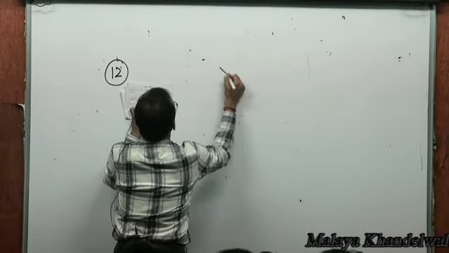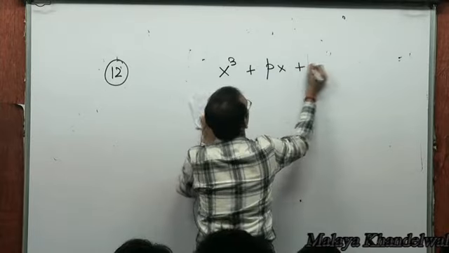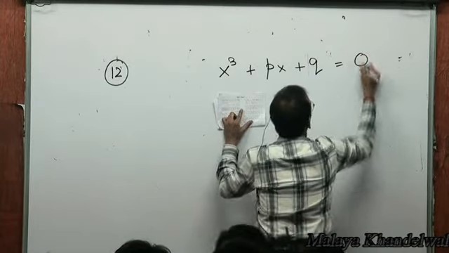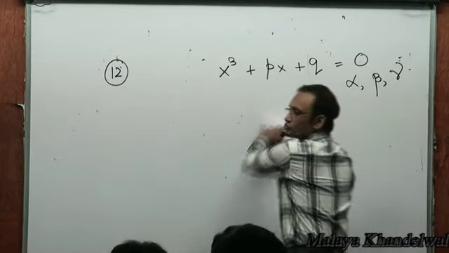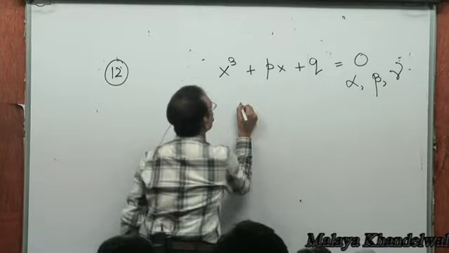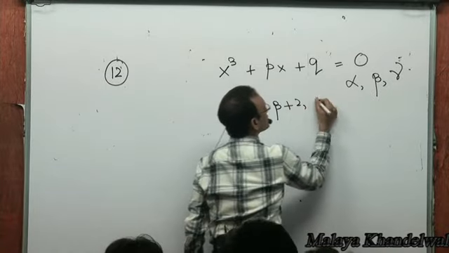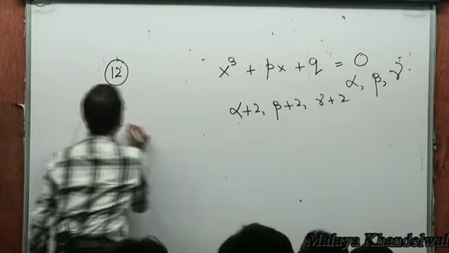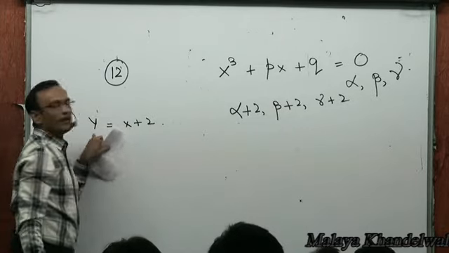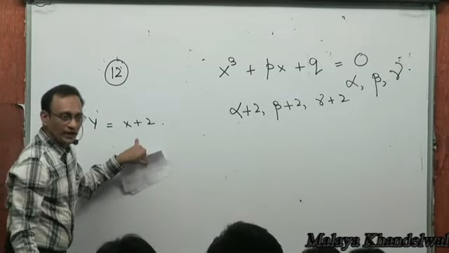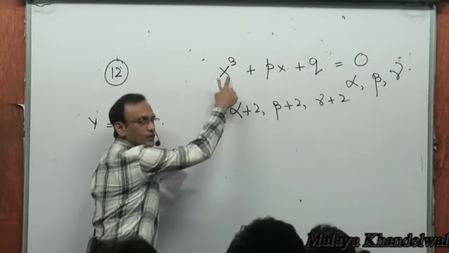We have a cubic x cubed plus px plus q equal to 0, whose roots are alpha, beta, gamma. And we are seeking a cubic whose roots are alpha plus 2, beta plus 2, gamma plus 2. What's the transformation that you're going to perform? Y equal to x plus 2. So if x is alpha, y would be alpha plus 2 and so on and so forth, right? Yes or no, Saurav, right? So put x equal to y minus 2 here.